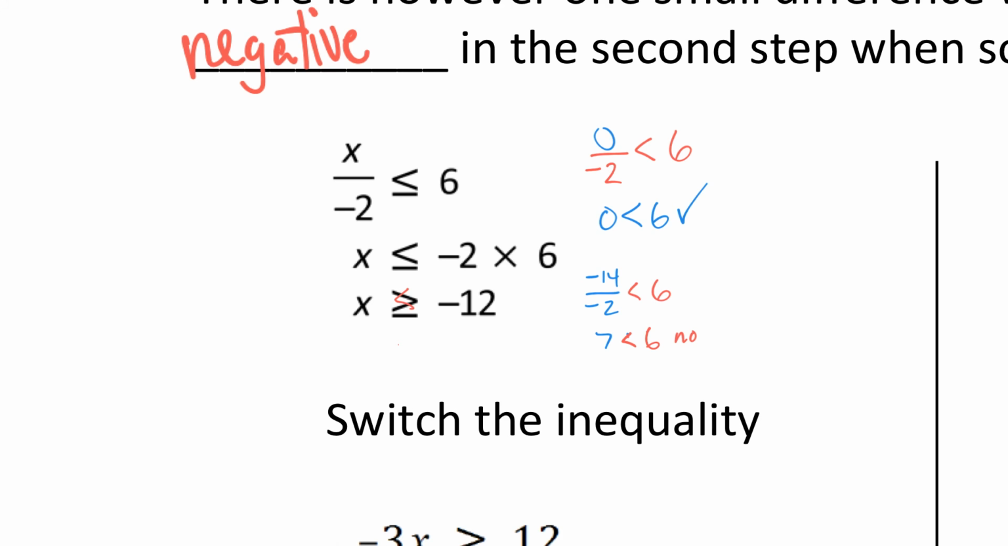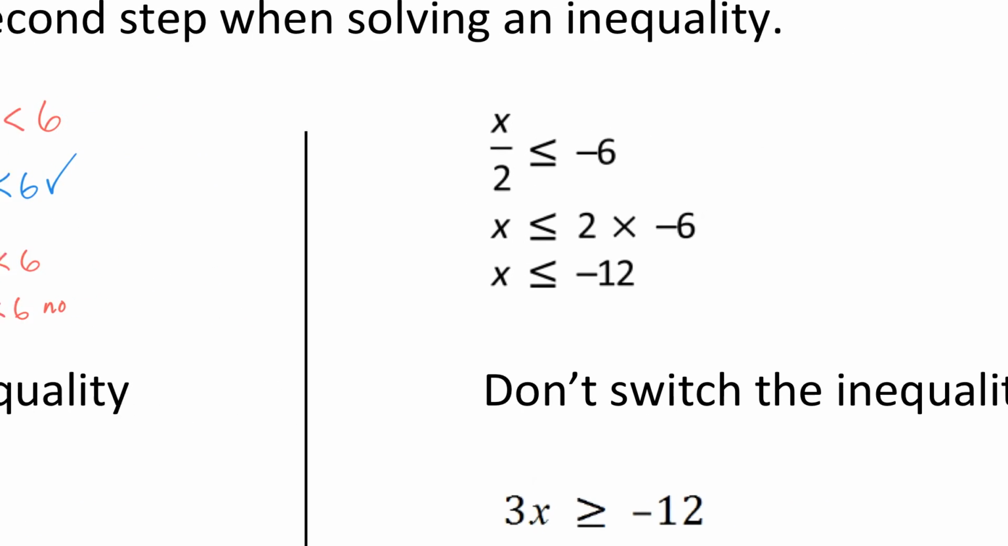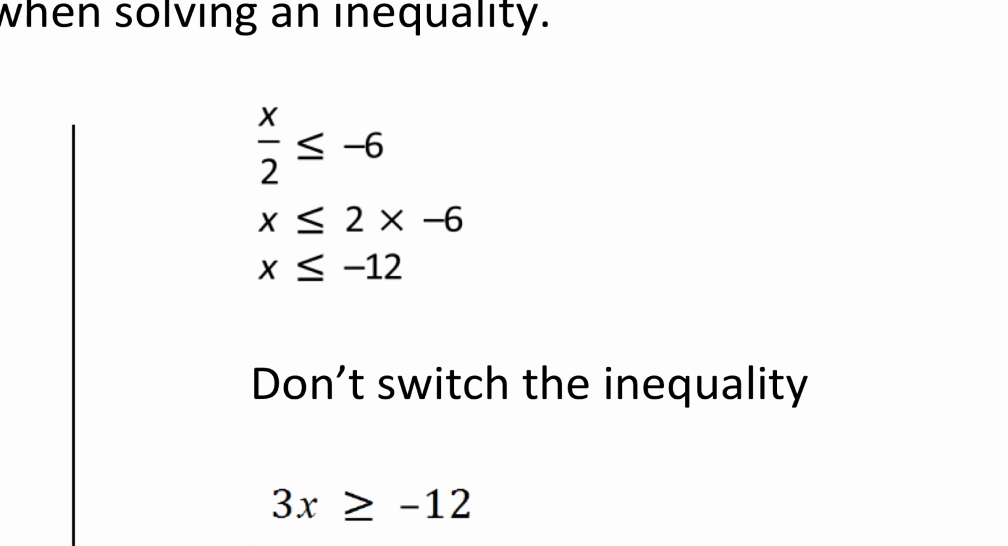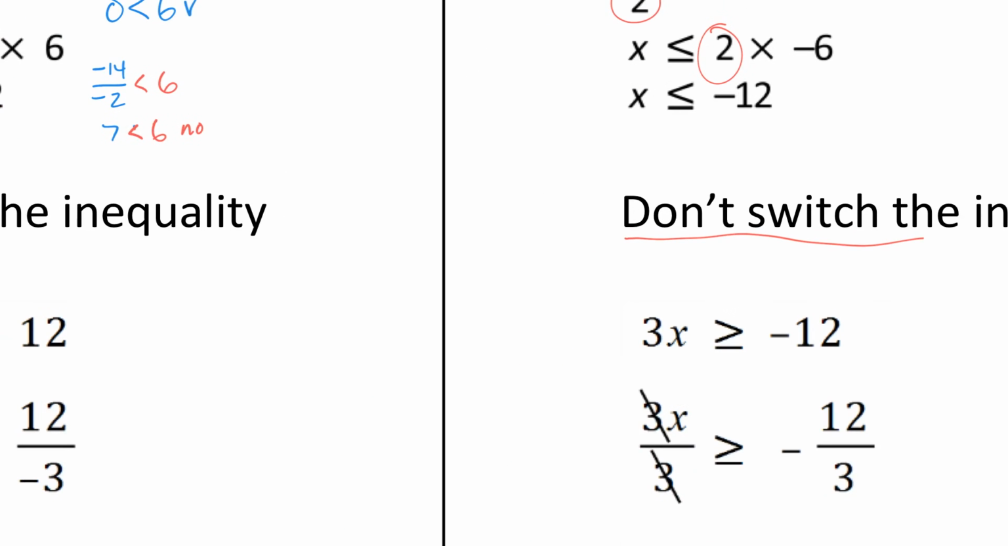Let's look at the other side here. You might be thinking, if I just see a negative somewhere, that means I'm going to switch the inequality. But look here, I didn't switch the direction of the inequality anywhere here. That is because if this is divided by +2, I have to multiply by +2. So this is what I'm paying attention to, and I don't switch that.